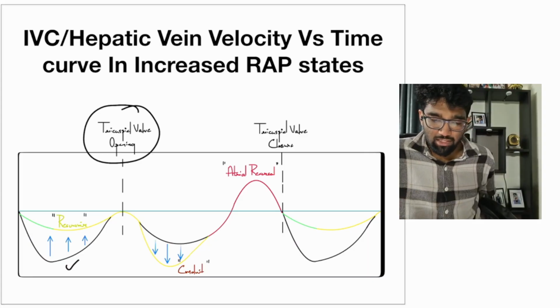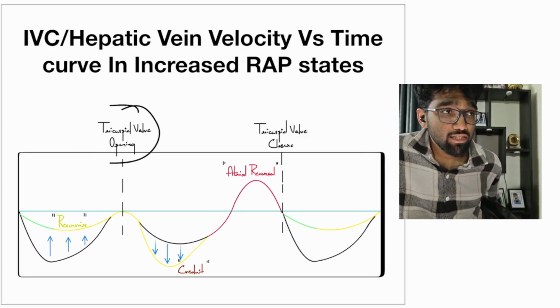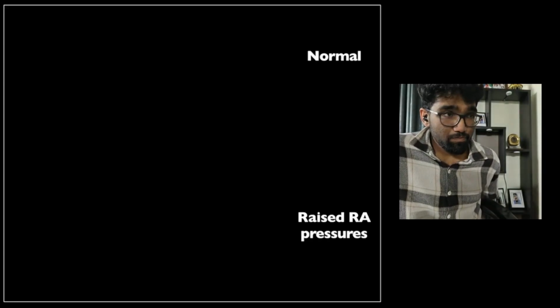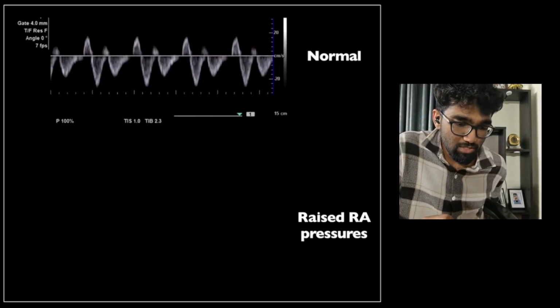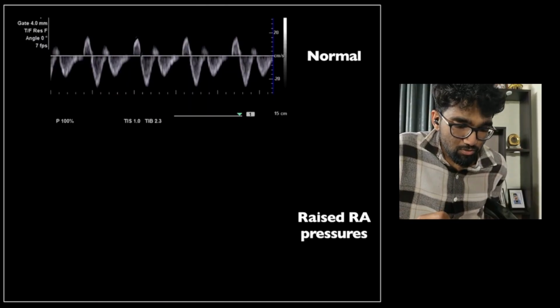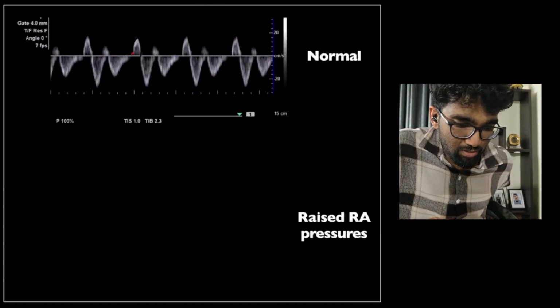So this is what we discussed there, and therefore a Doppler of the hepatic vein is able to tell you whether or not the pressures of the right atrium are elevated. Okay, so this is what the normal waveform looks like. Again, you can see this is the atrial reversal.